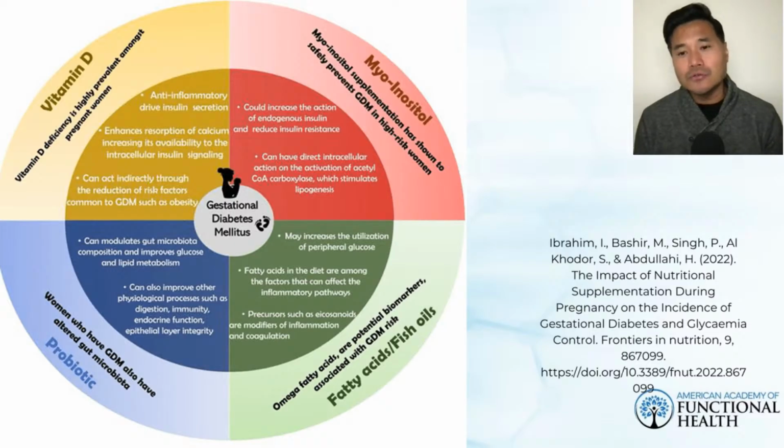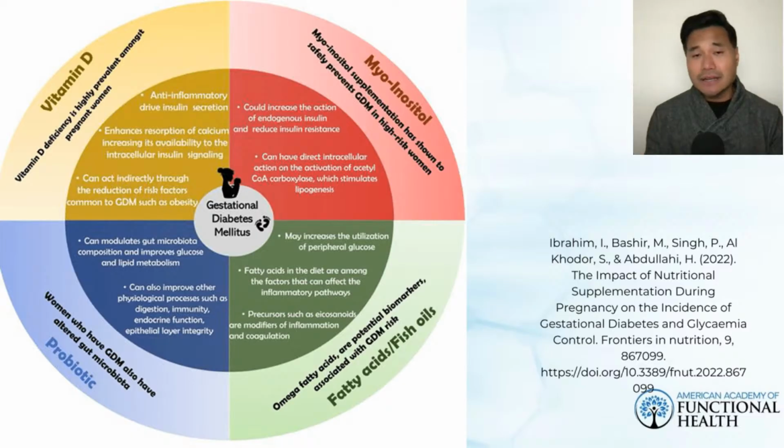This can help with increasing the utilization of peripheral glucose in our patients. And then probiotics. Dr. Cohen talked about the imbalances and all of the different microbes that help us maintain proper glucose balance in our body. With probiotics, this can help to modulate the gut microbiome, which can help to maintain glucose and lipid metabolism in our patients. So these are all of the nutrients that we need to consider for our patients and assess if they may be deficient in them.